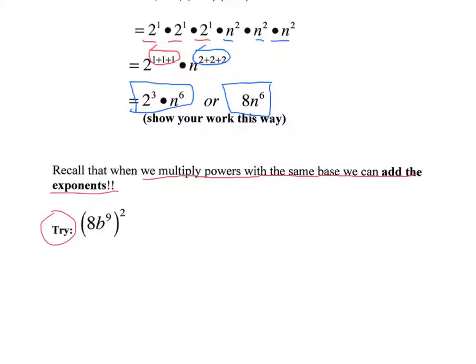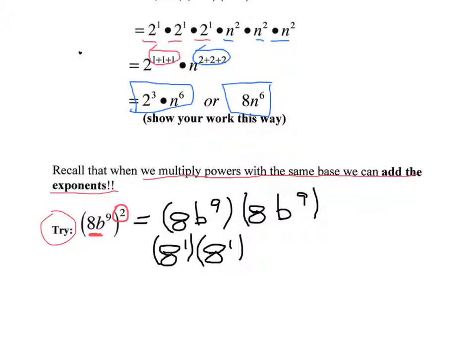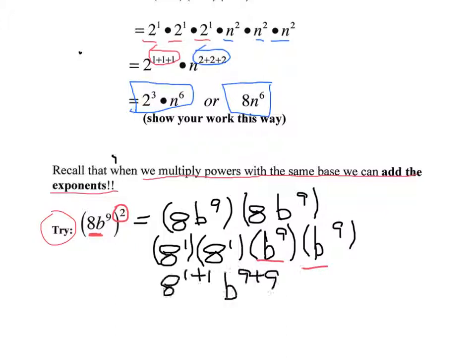Now, try this one. The first step is that Mom says make 2 of these. And then you put the numbers together with their exponents. And then you put the letters together with their exponents, here and here. And then you add the exponents because they have the same bases, which ultimately ends up as 8 squared times b to the 18th, which could be written 8 times 8 is 64, b to the 18th. And we're done.